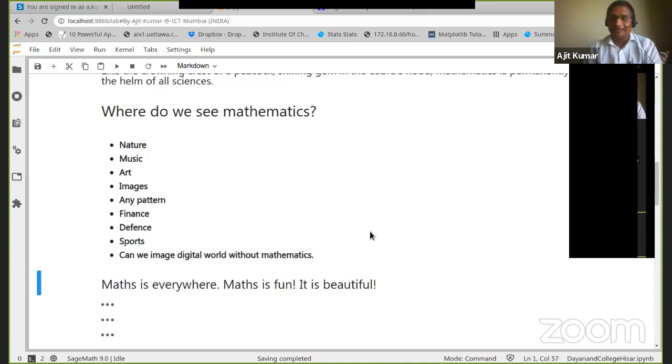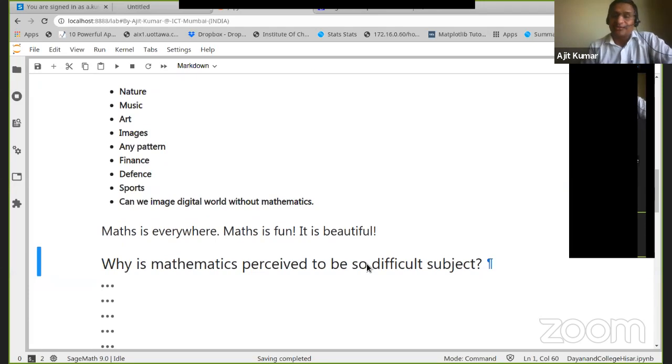Doing mathematics is actually fun, and it is beautiful. I'm sure you hear these words many times. But then when it comes to teaching or perception, people are afraid of it, right? Why is mathematics perceived to be a very difficult subject? Maybe there is something wrong with the way we are teaching. I don't know. People are not able to make connections between mathematics and the real world, between mathematics and technology.